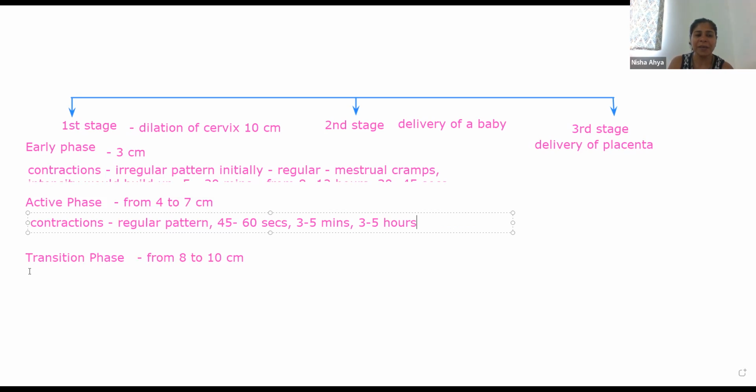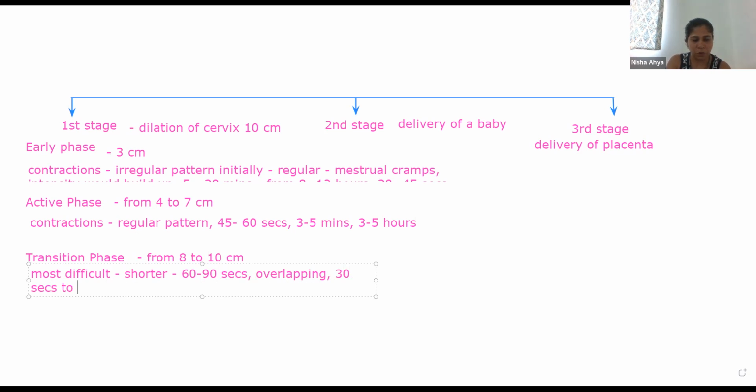Okay, the transition phase is the most difficult one, but it is also the shortest. The contractions are sometimes overlapping. They have the intensity of 60 to 90 seconds, and sometimes overlapping contractions. They may repeat between 30 seconds to 2 minutes, and the amount of time you may spend here is 30 minutes to 2 hours.